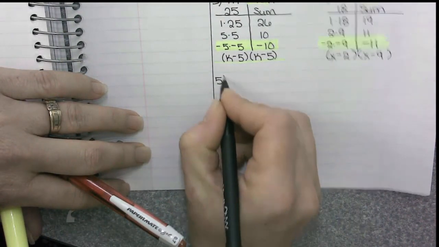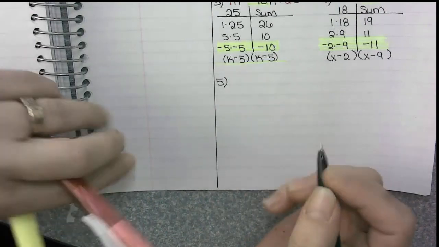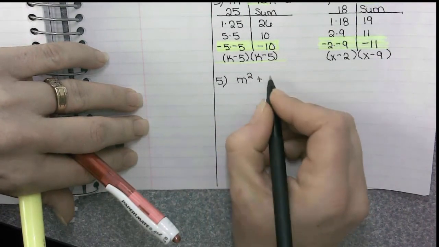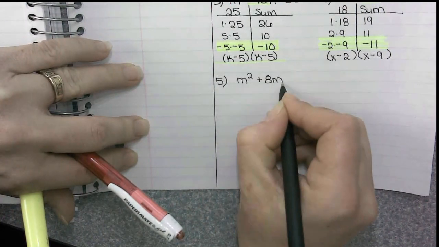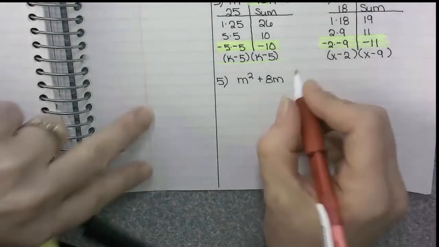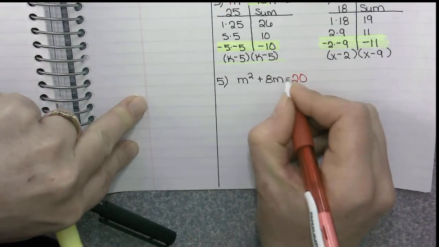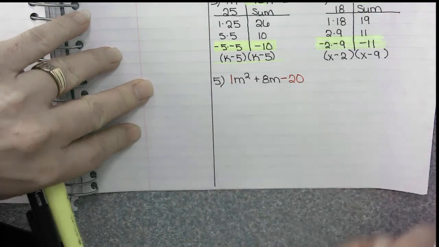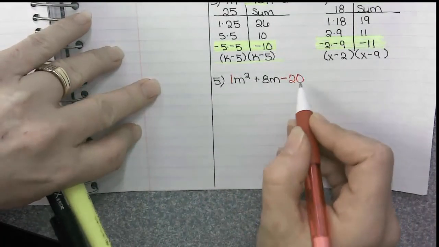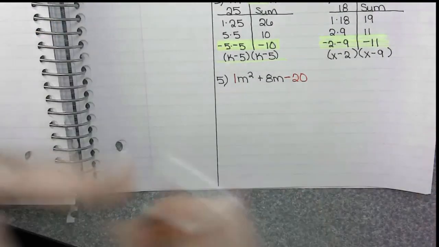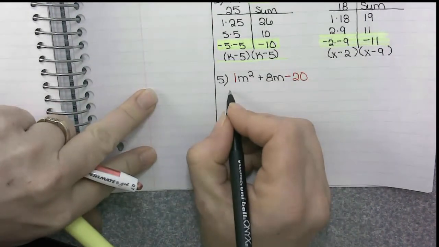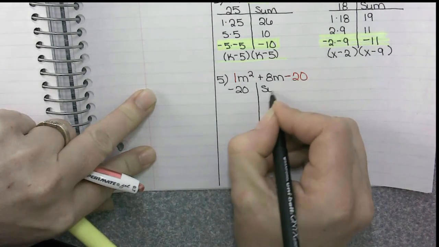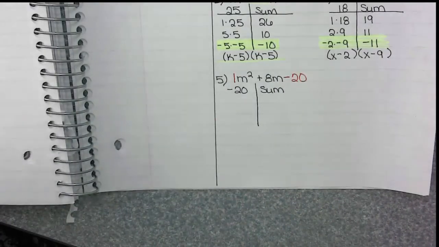Example 5. Let's look at m squared plus 8m minus 20. So looking at the number in front of my m squared and my constant at the end, I multiply these two together and I need factors for negative 20, which give me a sum of positive 8.